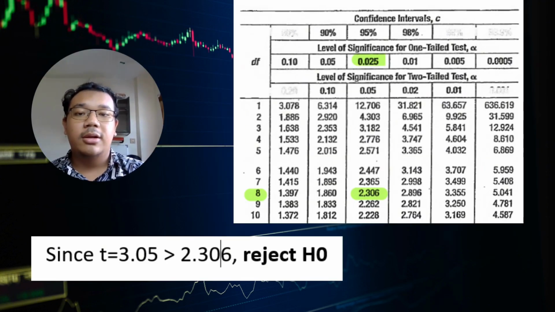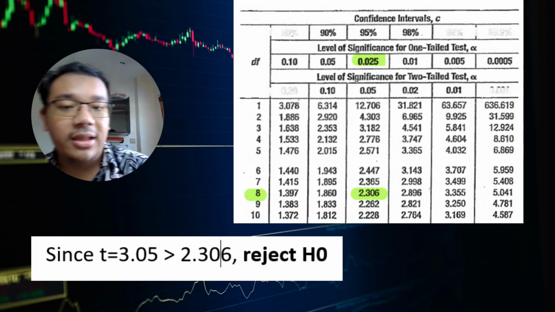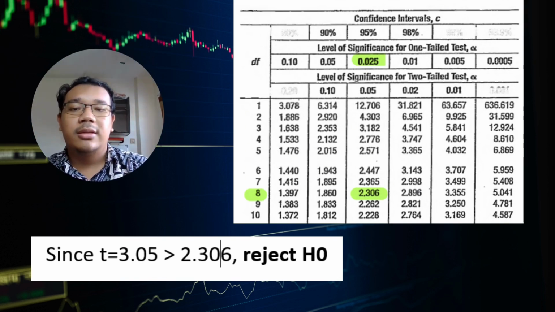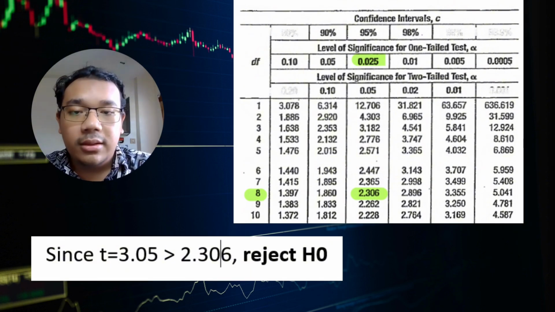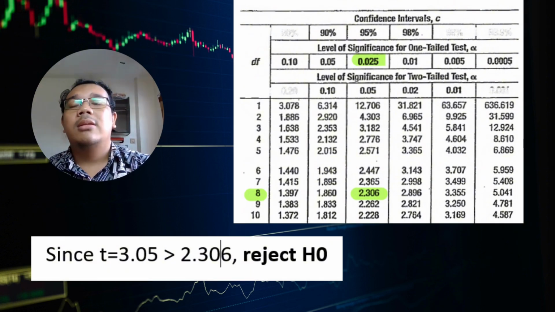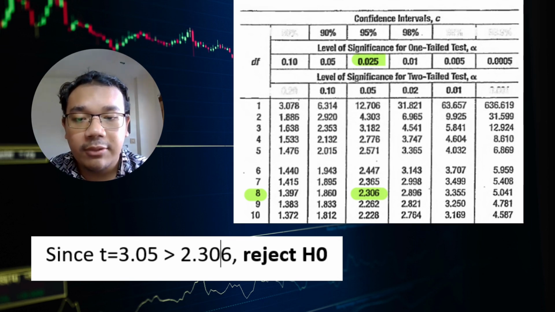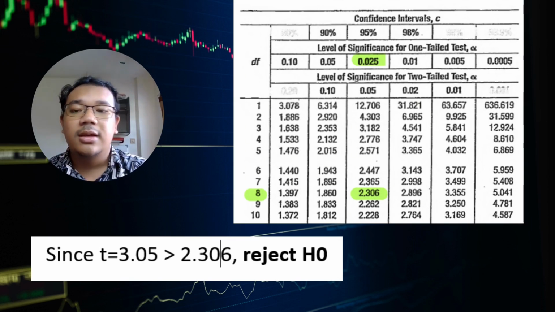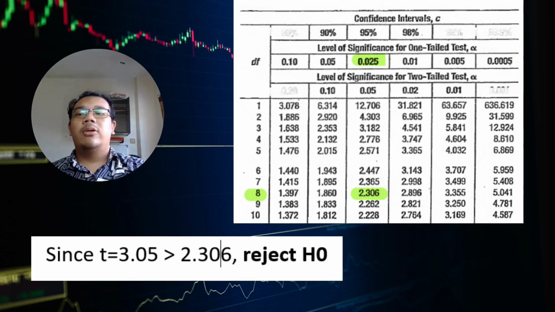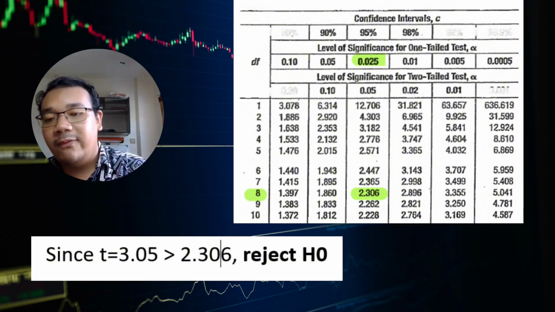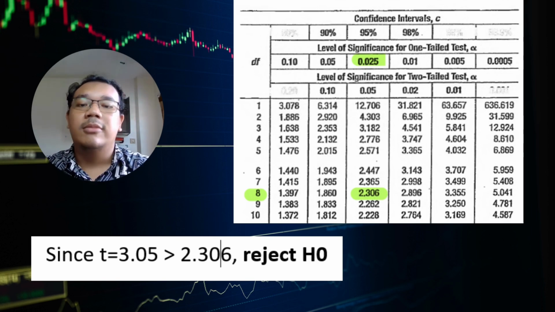How do we know that our t value from the t-table is 2.306? We can look at the table provided here. At the significance level of 0.025 and degree of freedom of 8, we can see from the table we got 2.306. This means that our null hypothesis should be rejected because the t value that we have calculated from the question is not the same as the t value from the table.